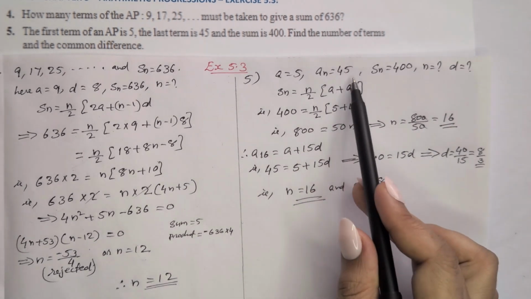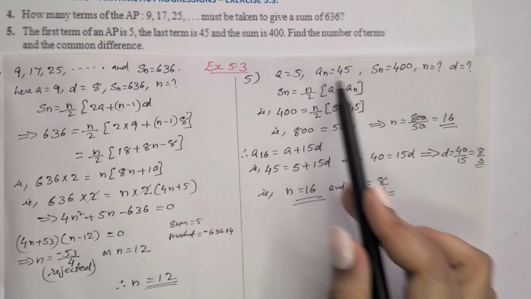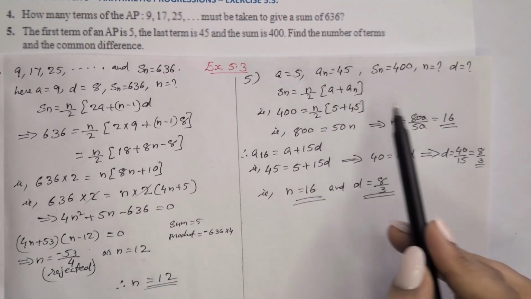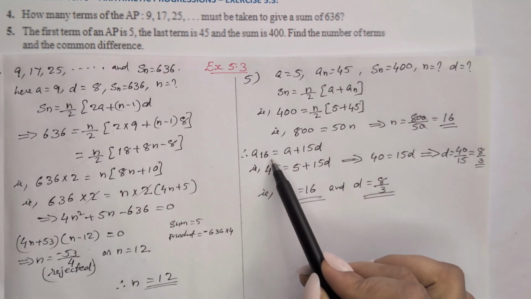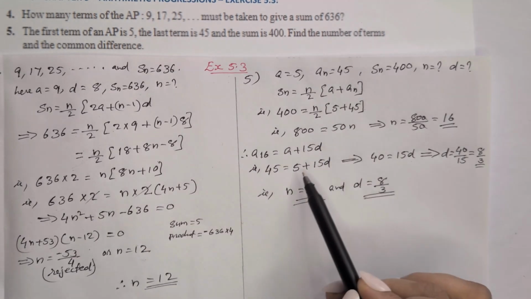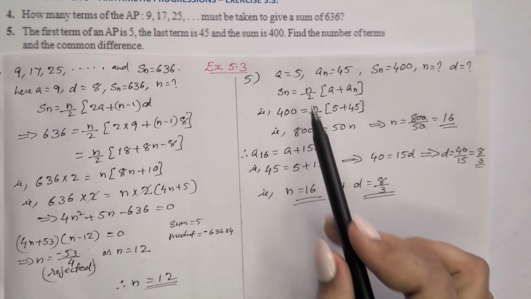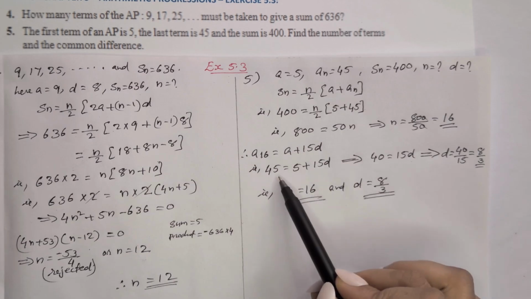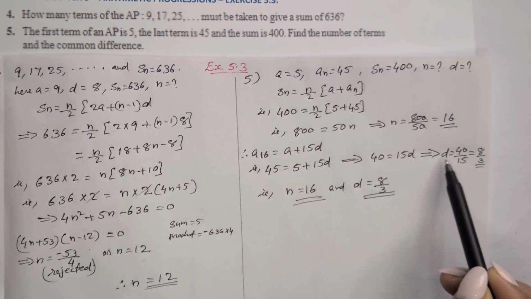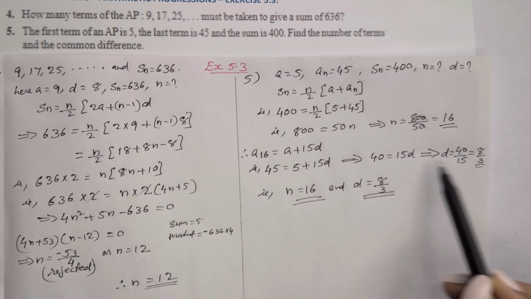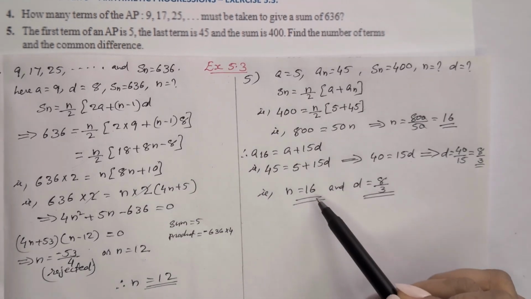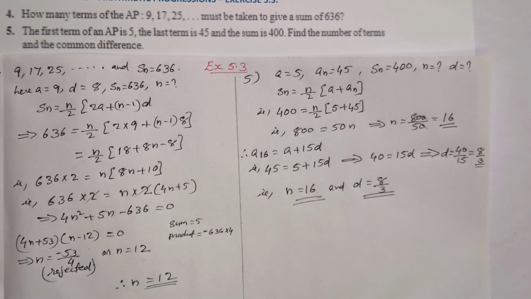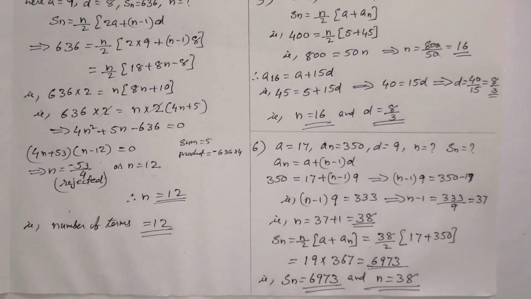Now an is equal to 45, and n we got as 16. So we can write a16 is equal to 45. But a16 means a plus 15d. A is already there, so 5 plus 15d is equal to 45. Move 5 to the other side, 40 is equal to 15d. Then d is equal to 40 by 15, which is equal to 8 by 3. Therefore, n is equal to 16 and d is equal to 8 by 3.